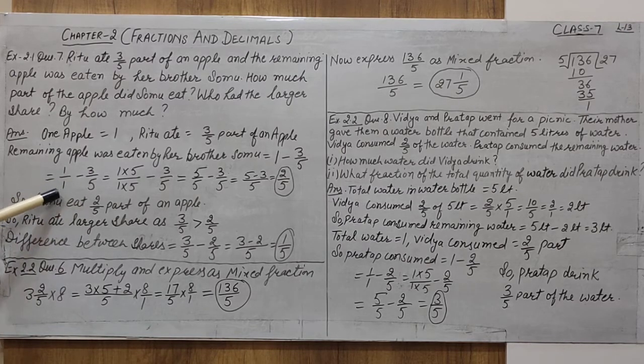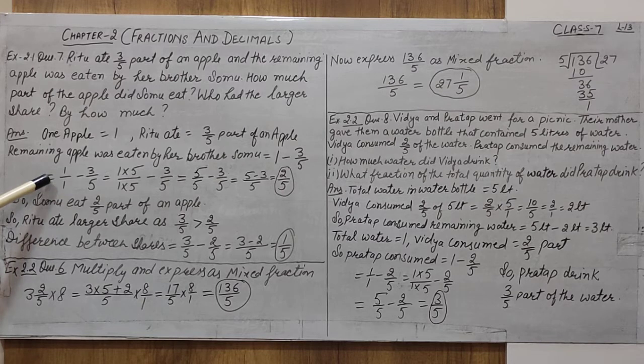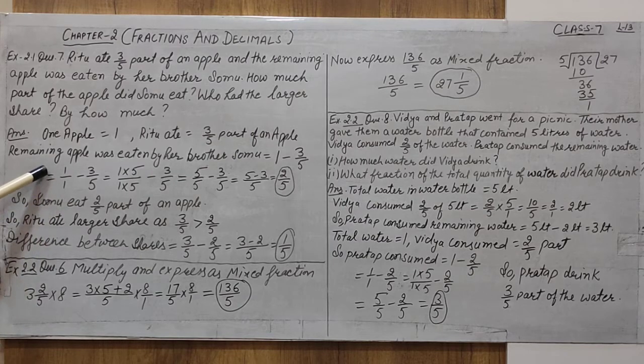हर नंबर को हम 1 से डिवाइड कर सकते हैं. This does not affect the value of the number. Just to solve the quantities, that's why we divide 1 by 1, so that we get a numerator and a denominator. Now 1 by 1, subtract 3 by 5.